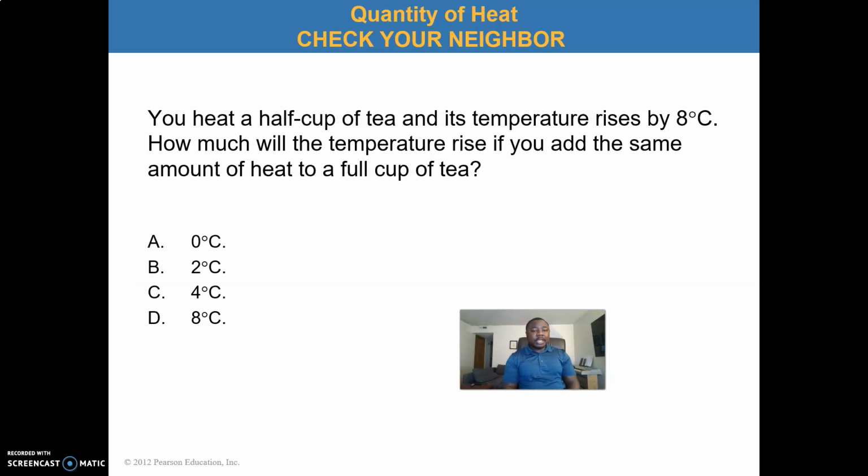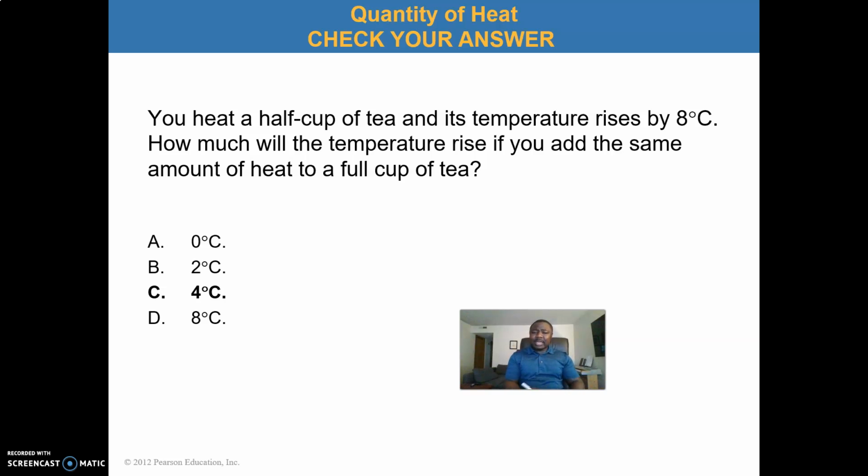Okay, let's look at this question again. You heat a half cup of tea and its temperature rises by 8 degrees Celsius. How much would the temperature rise if you add the same amount of heat to a full cup of tea? What do we think? Is the temperature going to decrease, increase, or what's going to happen? We see that the temperature rise is going to decrease by 2 times. You know why? Because the heat that you place on the cup is now distributed over a larger amount of water. We're going to explain this further.